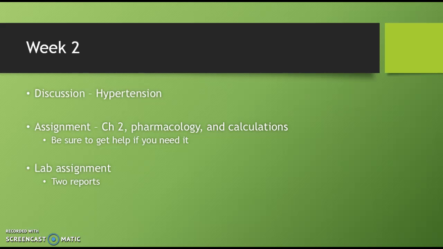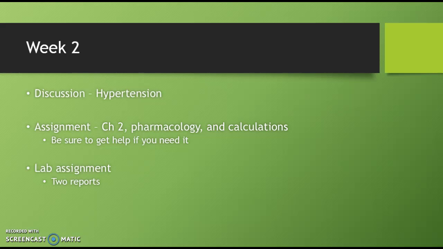Also keep in mind that you have to use the book. You have to use the chapter. You cannot use external sources. You can't use web pages, because they're going to give you a response that may not be accurate for the topic of pharmacology. If you had trouble with the calculations, definitely get help.